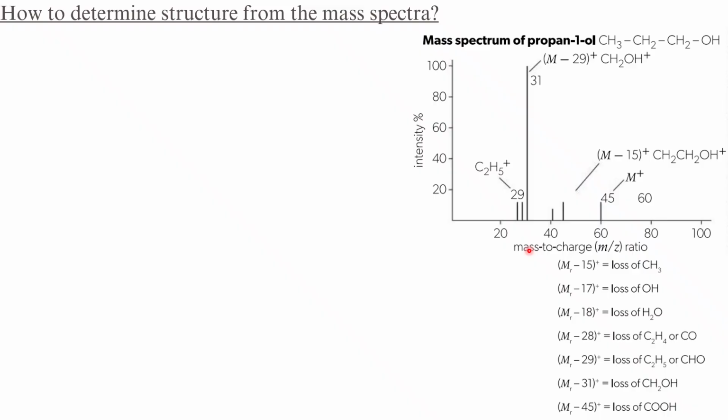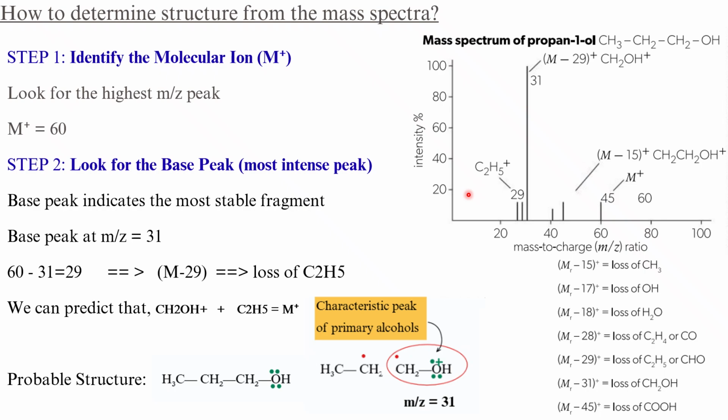Okay, so suppose in your exam you are provided with this particular spectrum and your task is to determine the structure or the compound for which this mass spectrum is given. For this task, you will follow these simple steps. Whenever we are determining structure, the first step is always to determine the molecular ion peak. Okay, how will you determine the molecular ion peak?